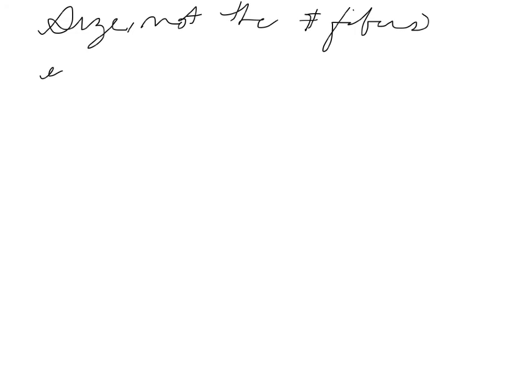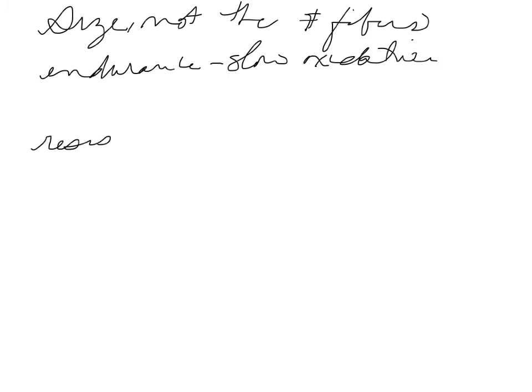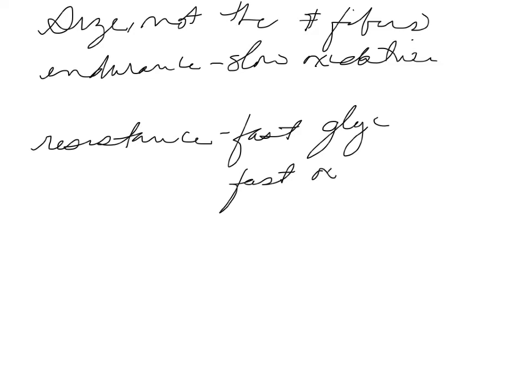And if you're doing endurance training, you're going to be training for a marathon. That's going to be your slow oxidative. So you're going a slow rate for a long period of time. That might be your low weight, high rep type exercise. If you're doing the weightlifting, the bodybuilding, then you're going to be doing the resistance exercise. And that's going to be the high weight, low rep. This is going to be more of your fast glycolytic or even your fast oxidative glycolytic fibers.